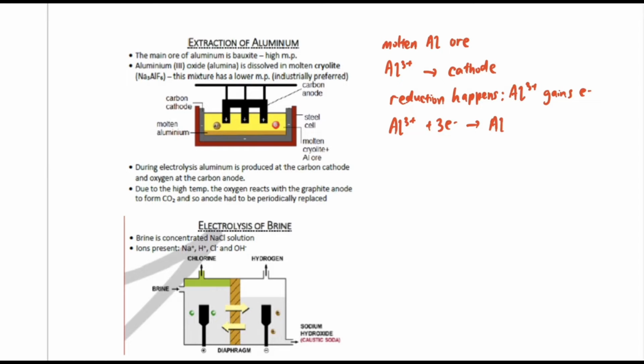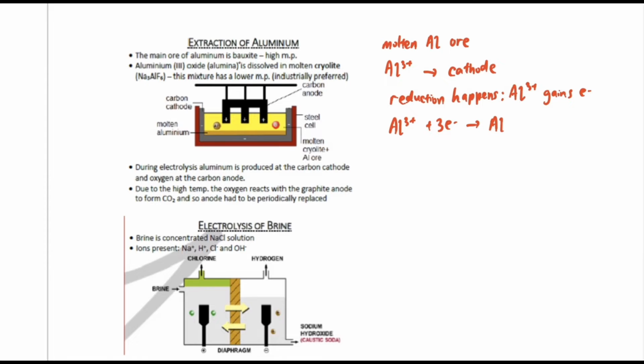Okay, so we get the aluminium without others. We just want the aluminium, we don't want others. So we managed to make it. And let's see the next point. During electrolysis, aluminium is produced at the carbon cathode. The cathode gets aluminium. This is where we get the aluminium. And oxygen at the carbon anode. At the anode, we get oxygen.